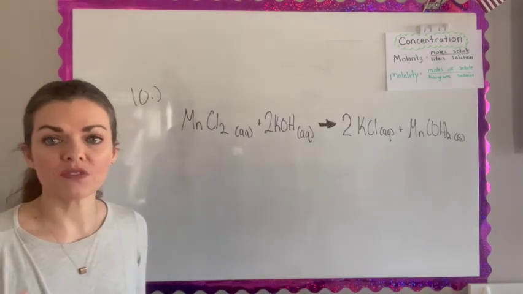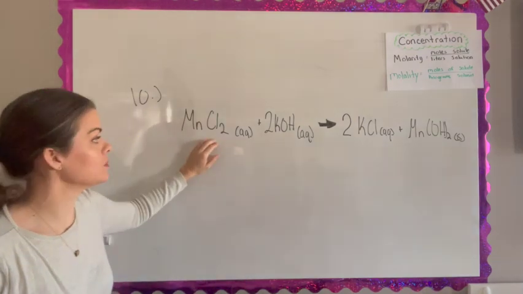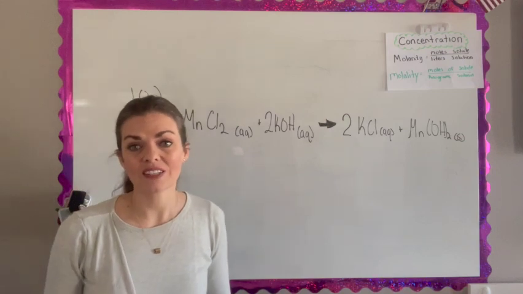Number 10 gives us an equation. It just says a student performed the following reaction by mixing magnesium chloride with potassium hydroxide. And then it asks, did a precipitate form?